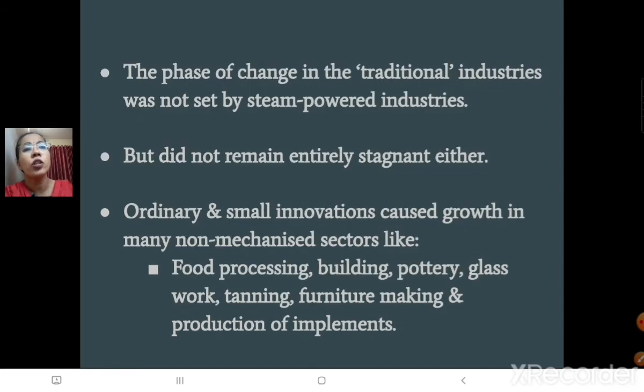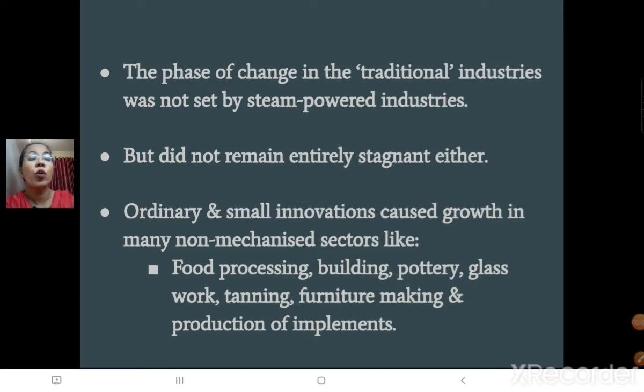Now the third point was that traditional industries too had seen development, though it was not at the pace of change of the steam-powered industries. But it did not remain entirely stagnant either, though the innovations seemed to be very ordinary and small. But they remained as a base for the growth of many non-mechanized sectors, such as food processing, building, pottery, glasswork, tanning, furniture making, and the production of implements.